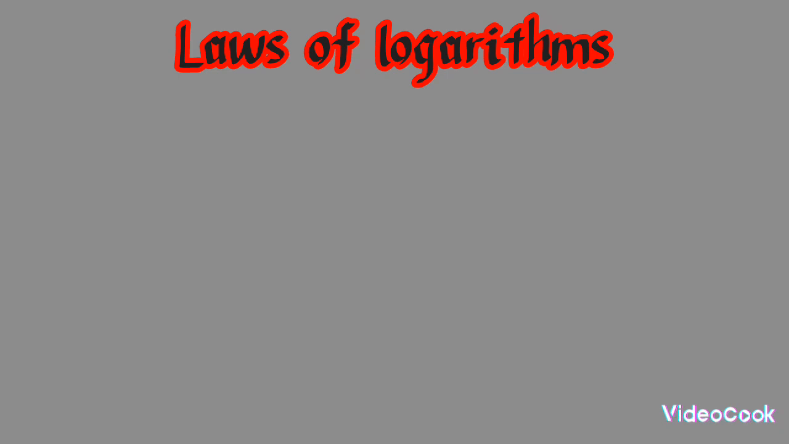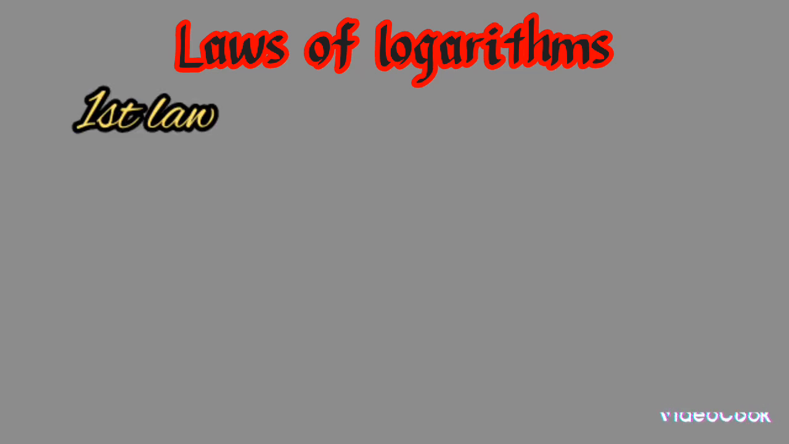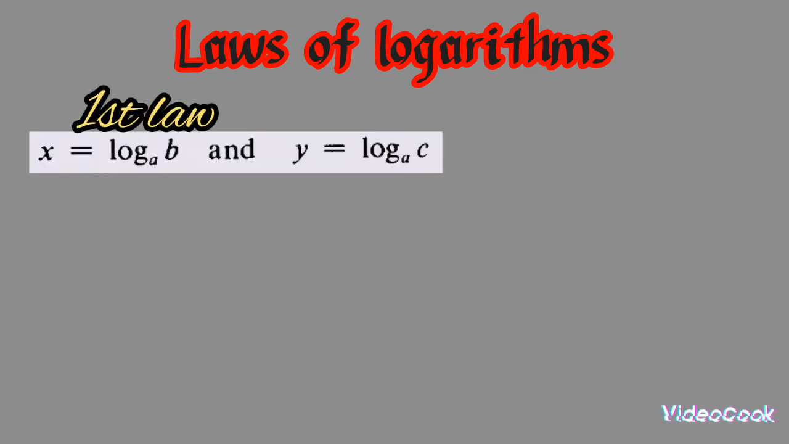Okay, now let's look at the laws of logarithms. So now there are three basics, or three most important laws, that we use in logarithms. So now, in order for us to see where they come from, let's consider the following logs. So the first log is x is equal to the log to the base a of b, and then the second one is going to be y equals the log to the base a of c.